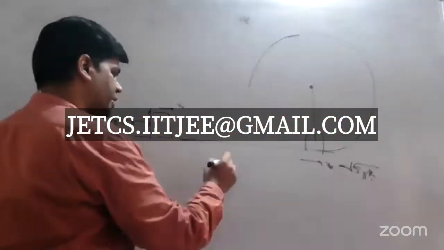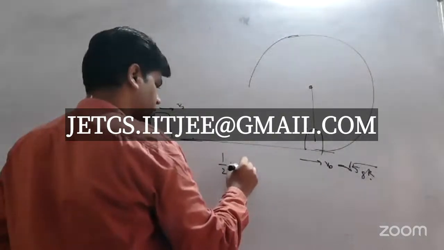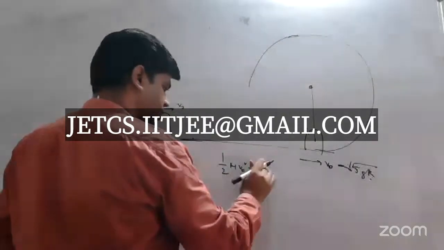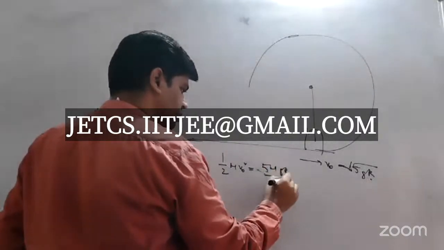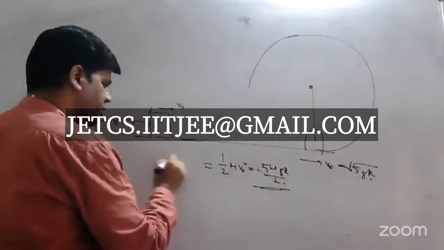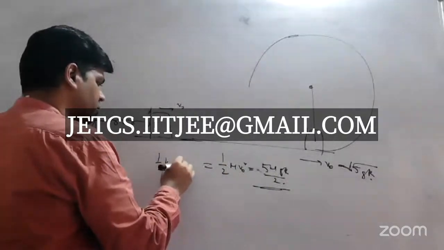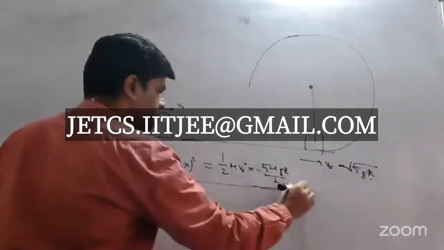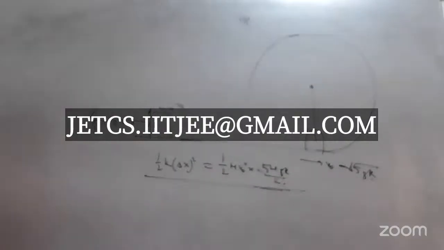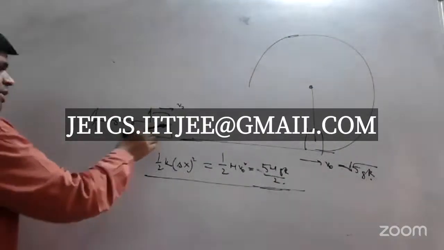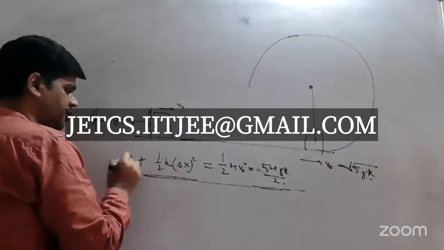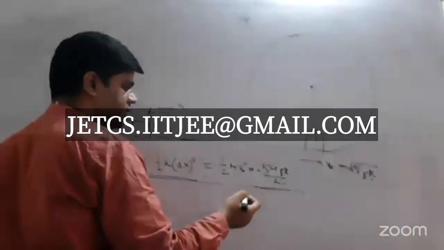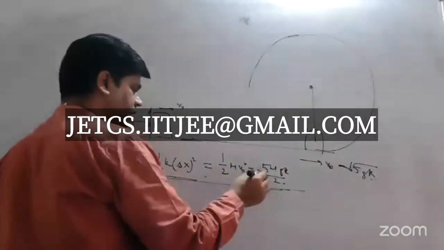So half mv square is equal to 5 mgr by 2, and this should be equal to half k delta x square, because whatever is compressed is being converted to kinetic energy. Initial potential energy plus initial kinetic energy is equal to final kinetic energy plus final potential energy. V naught should be equal to root 5 gr. I substitute this over here.